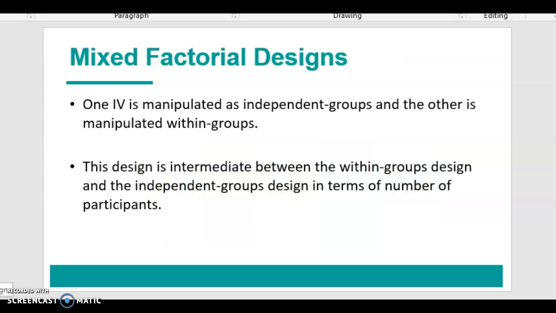Mixed factorial designs again quickly. One independent variable is manipulated as independent groups, the other is manipulated as within groups.